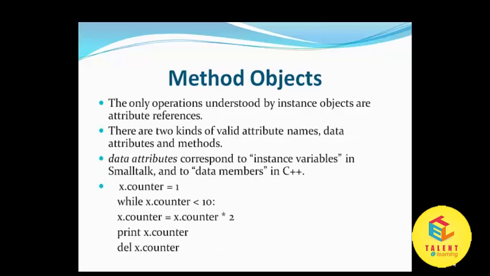Now we see the methods of objects. The only operations understood by instance objects are attribute references. There are two kinds of valid attribute names: data attributes and methods. Data attributes correspond to instance variables in Smalltalk and to data members in C++. Here we see the small code for objects.